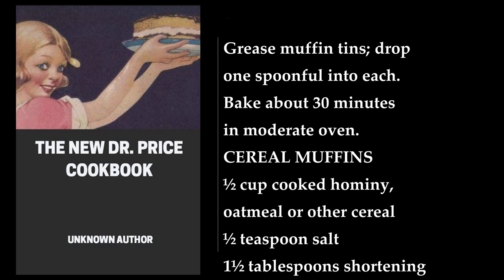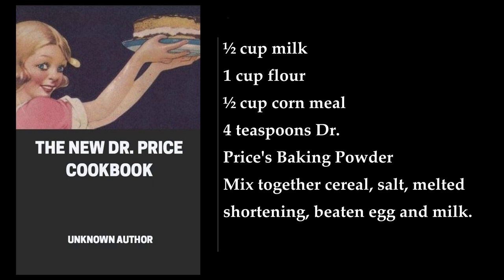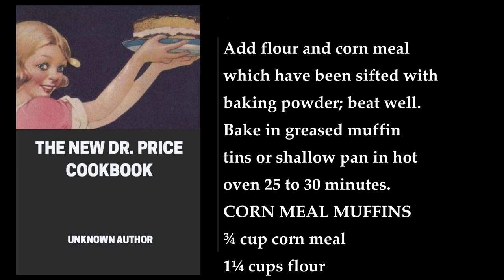Cereal muffins. 1/2 cup cooked hominy, oatmeal or other cereal. 1/2 teaspoon salt. 1½ tablespoons shortening. 1 egg. 1/2 cup milk. 1 cup flour. 1/2 cup cornmeal. 4 teaspoons dry Price's baking powder. Mix together cereal, salt, melted shortening, beaten egg and milk. Add flour and cornmeal which have been sifted with baking powder, beat well. Bake in greased muffin tins or shallow pan in hot oven 25 to 30 minutes.